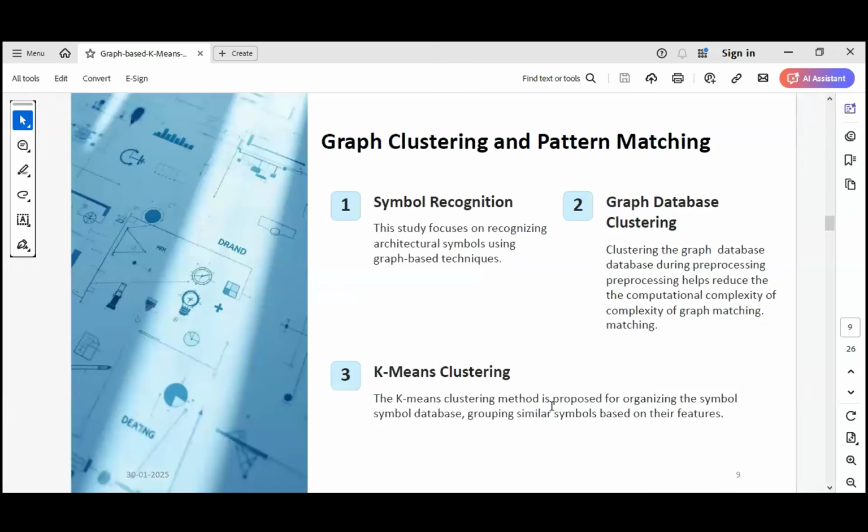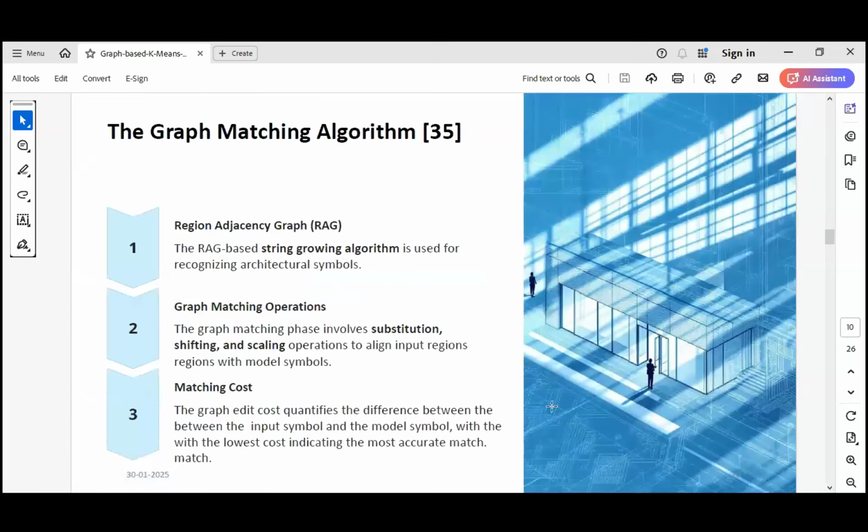So, broadly, we have categorized the work in three phases: the traditional symbol recognition approach, and the graph database clustering approach. At this level, we are using k-means clustering, which is based on the structural constituent shapes appearing in the architectural symbols. The graph matching algorithm is discussed in literature number 2035.